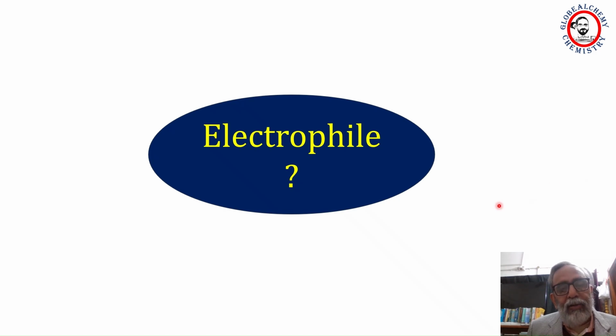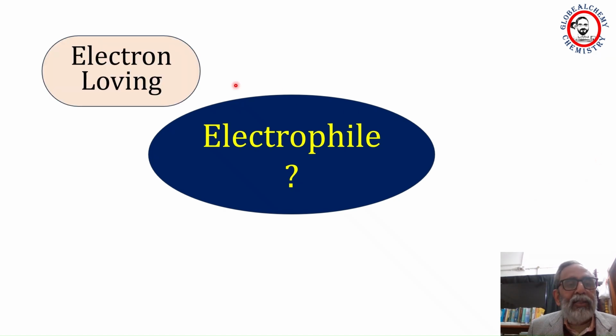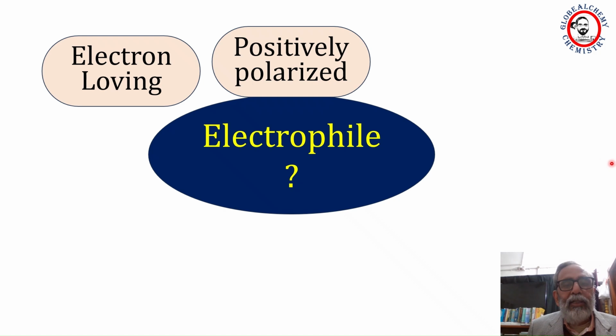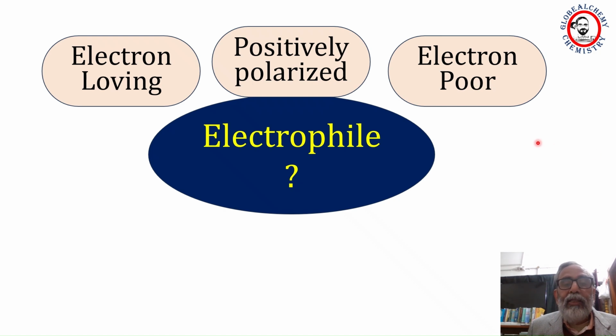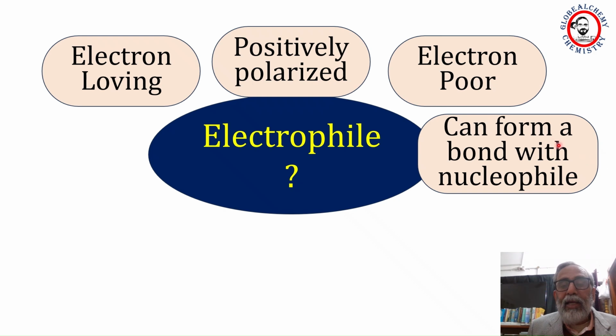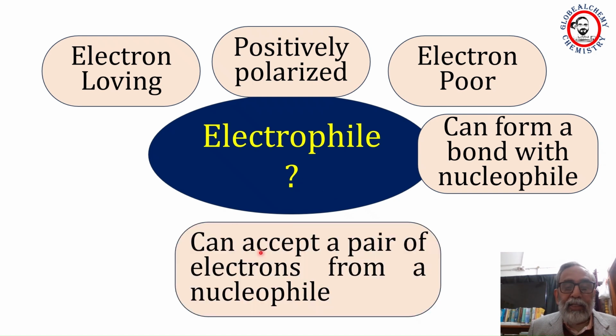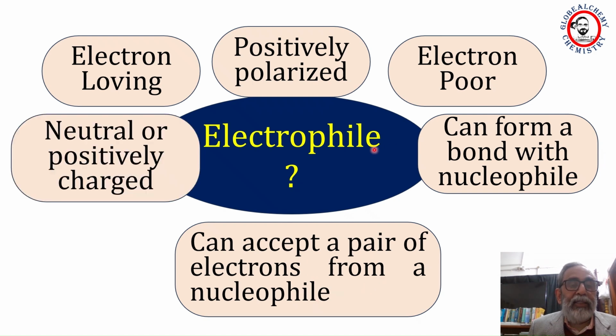So what is electrophile? Electrophile is an electron loving species, and it is a positively polarized species. It is an electron poor species, means it requires electrons, can form a bond with nucleophile. Electrophile can form a bond with nucleophile, and it can accept a pair of electrons from a nucleophile, and it may be neutral or positively charged.